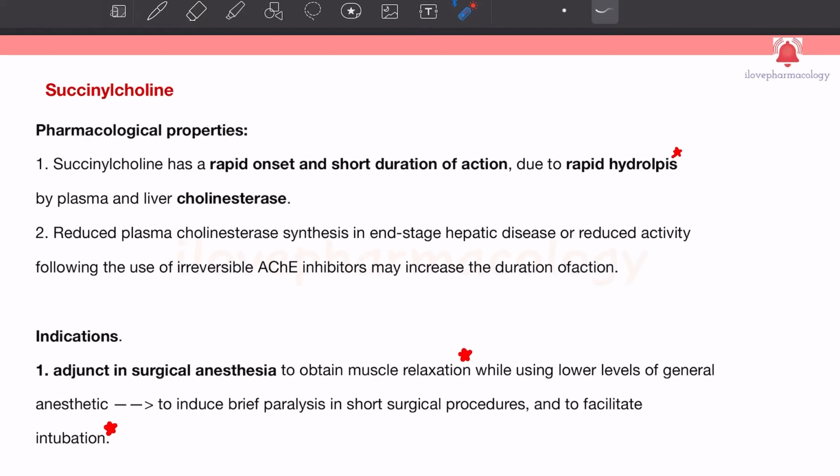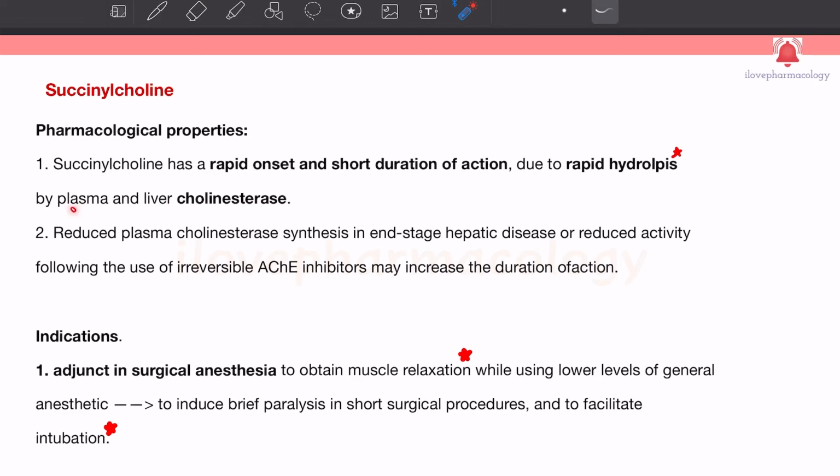So next, coming to the pharmacological property of succinylcholine. Succinylcholine has got rapid onset as well as short duration of action. The reason being, it undergoes rapid hydrolysis by plasma and liver cholinesterase. So that's why it has got short duration of action as well as rapid onset of action.